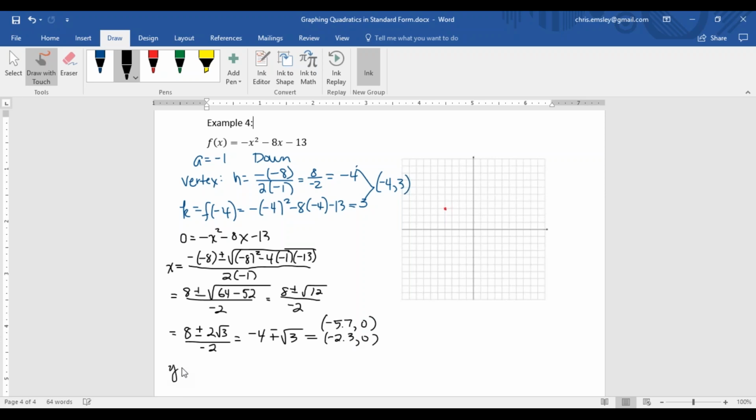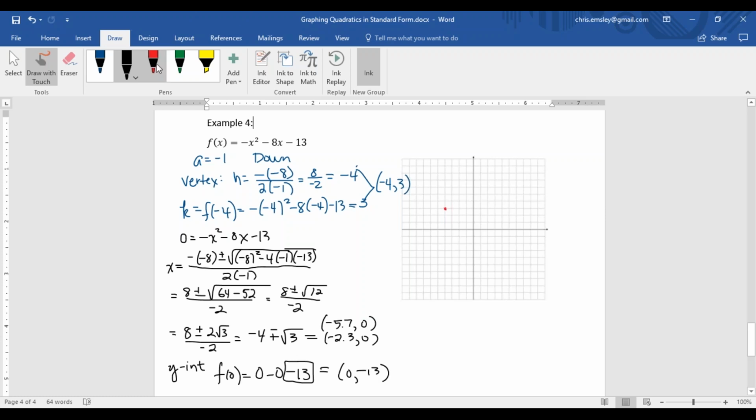And then our y-intercept, just 1. Again, 0 minus 0 minus 13. It's just that constant at the end. So our y-intercept is (0, -13).